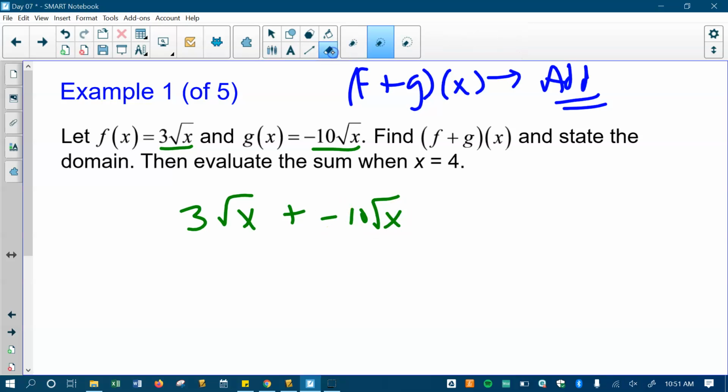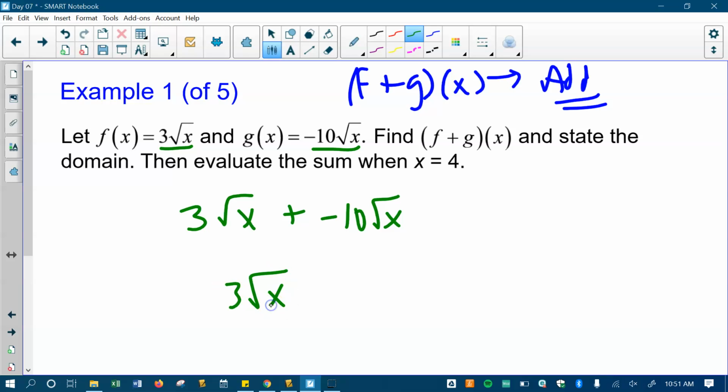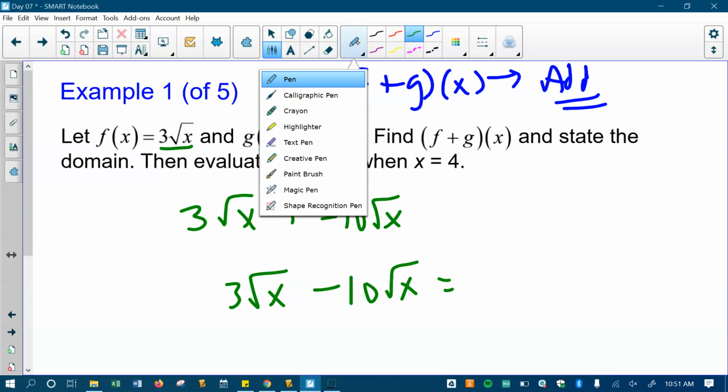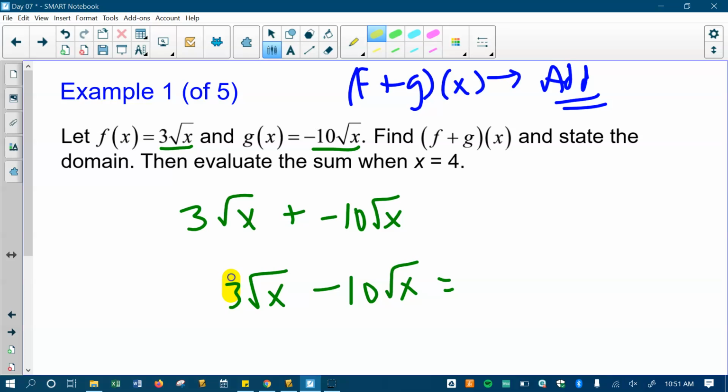And you might be thinking, well, that was silly of you to write negative plus a minus, because that's just minus. So now it's going to be 3 root x, and again, a plus and minus is just a minus 10. So minus 10 root x. And in case you're not certain, because some people were a little uncertain of it the last time that I showed them this, I'm just going to subtract those two numbers. So 3 minus 10 is going to be a negative 7 root x. And that's it. So that's the first part.